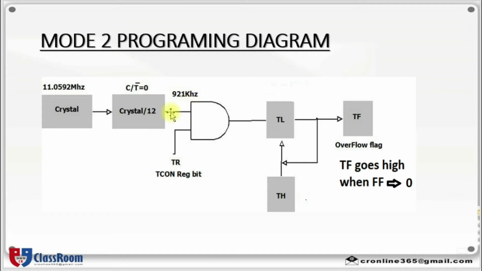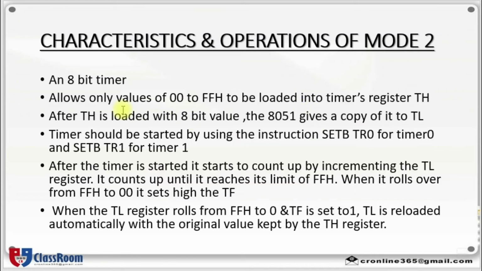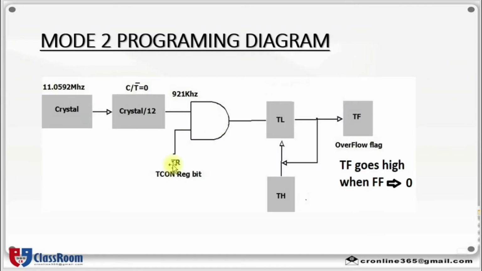As you all know, it is an 8-bit timer mode. It has to be started by using the timer run control bit. This timer run control bit you can see in the TCON register bits. After this, values have to be loaded into the timer register TH. If a value is loaded into TH, it gives a copy of it to TL.